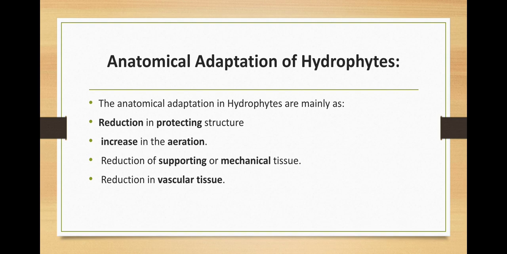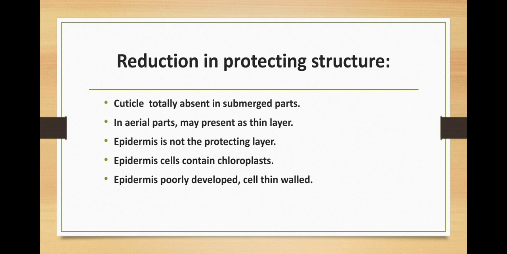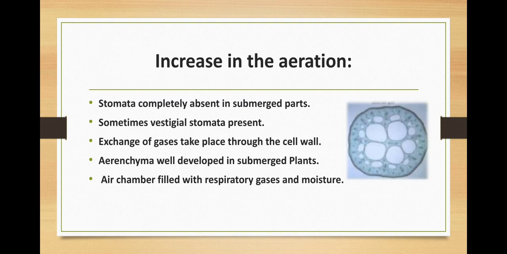Reduction in protecting structure, increase in aeration, reduction of supporting and mechanical tissues, reduction in vascular tissues. Reduction in protecting structure: cuticle totally absent in submerged parts, in aerial parts may be present as a thin layer. Epidermis is not a protective layer. Epidermis cells contain chloroplast. Epidermis poorly developed, thin cell walled.